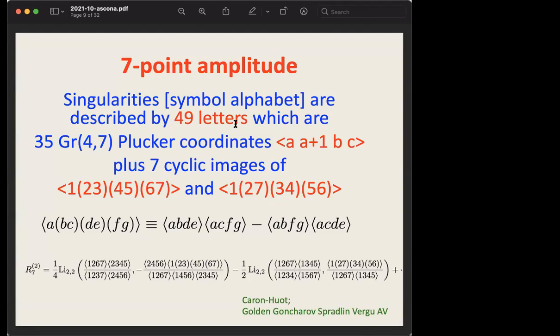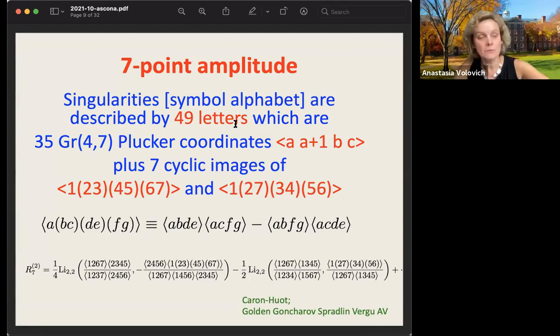But do they know, for instance, that they are not missing parts of the symbol which are constructed with letters they haven't considered? That's right. So it is an input for them. So there have been some consistency checks, and it's remarkable that there exists a unique solution which satisfies all constraints. But yeah, it's an assumption in the Bootstrap.